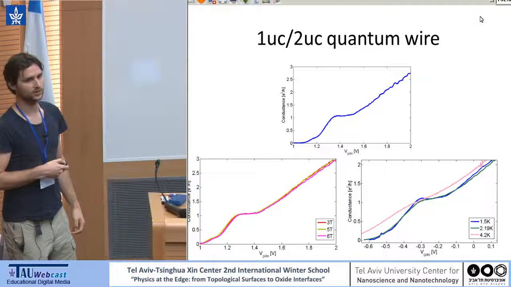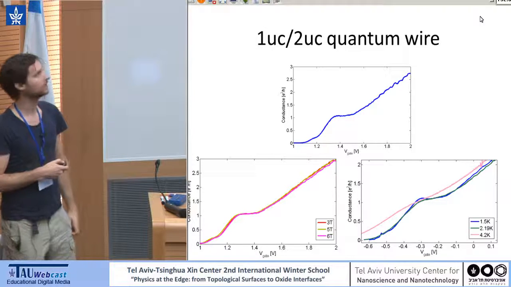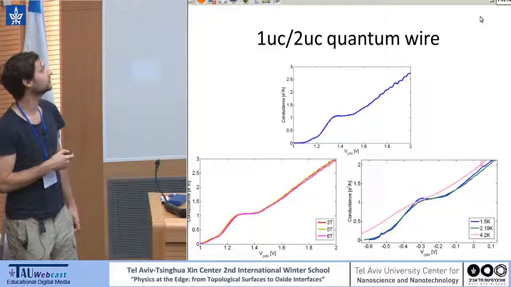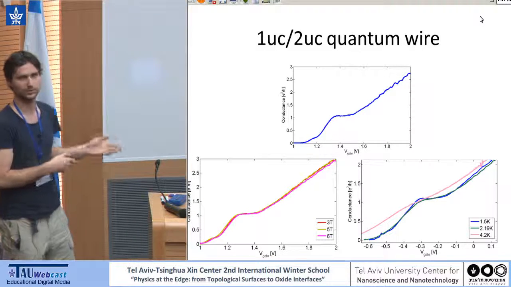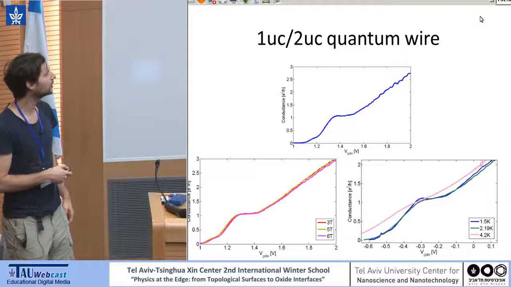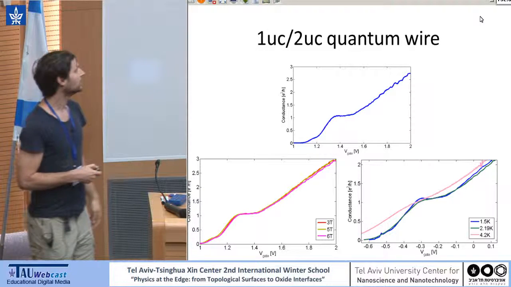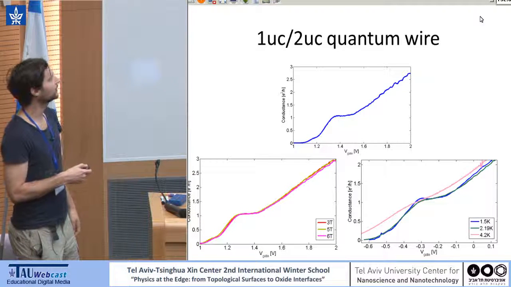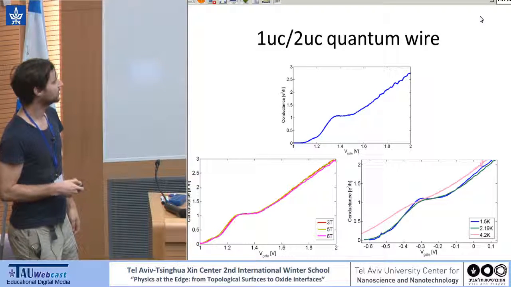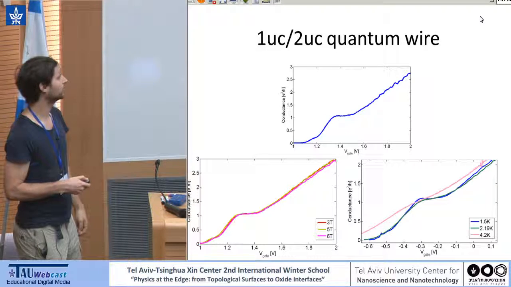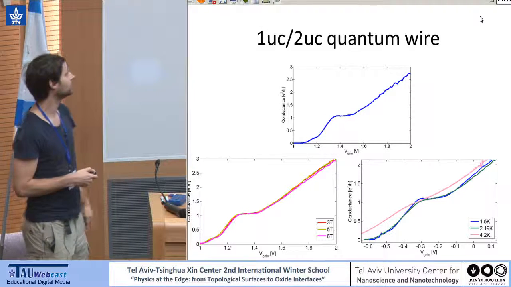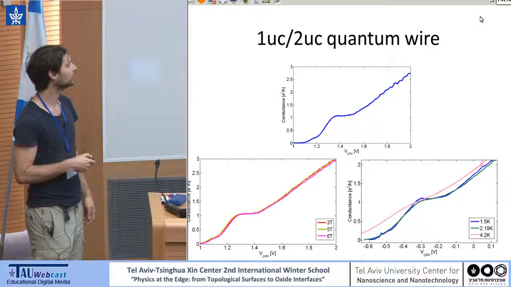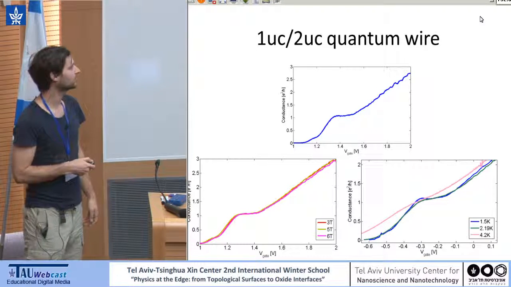These traces that you can see here come from a different device. It's a 1 unit cell, 2 unit cells device, and not 1 unit cell, 3 unit cells like before. But this is a single wire. Here indeed, I see this plateau at 1 e squared over h, which you can see is smeared out nicely by temperature, and the magnetic field doesn't do much to it, at least up to 6 Tesla.